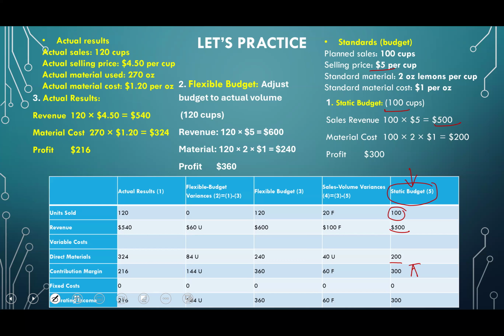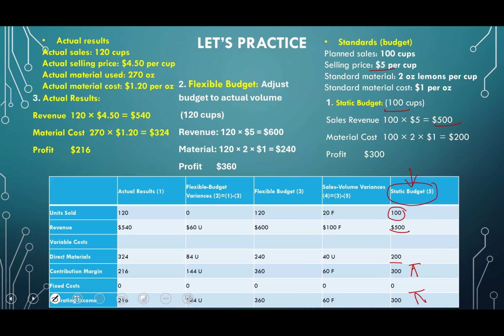Notice contribution margin. You have learned this term. Contribution margin is basically sales minus variable cost, and profit is contribution margin minus fixed cost. But since we don't have any fixed cost in our model, our contribution margin is the same thing as our profit for now. Otherwise contribution margin minus my fixed cost would have been my profit, but not for now. So I just put all the data for the static budget in a table.